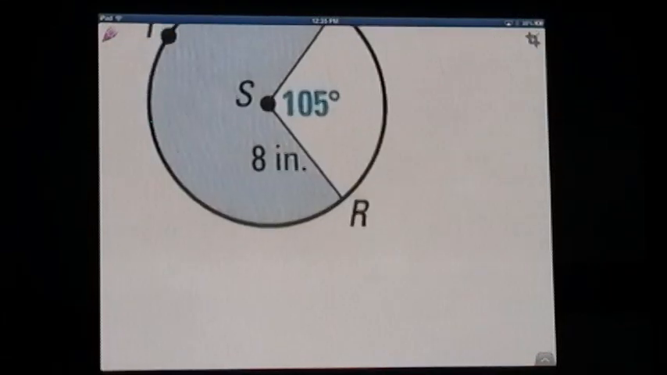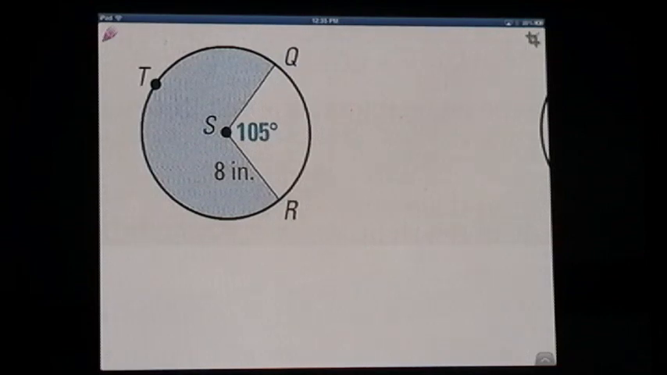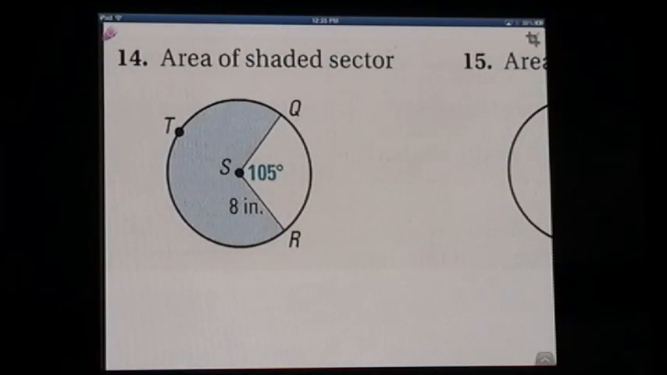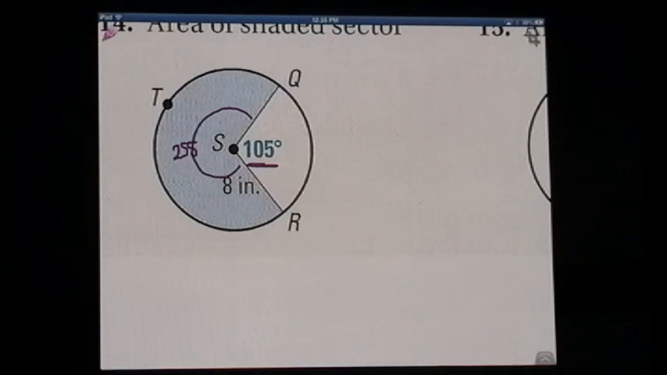This works the same way as the circumference ones do. You find the area of the whole circle, and then you can find out the fraction that you're talking about. Okay, so the first thing we're going to do is find out, since we're supposed to find the area of the shaded sector, what this angle is, because we don't want the non-shaded. So you do 360 minus 105, and you get 255 degrees on this side.